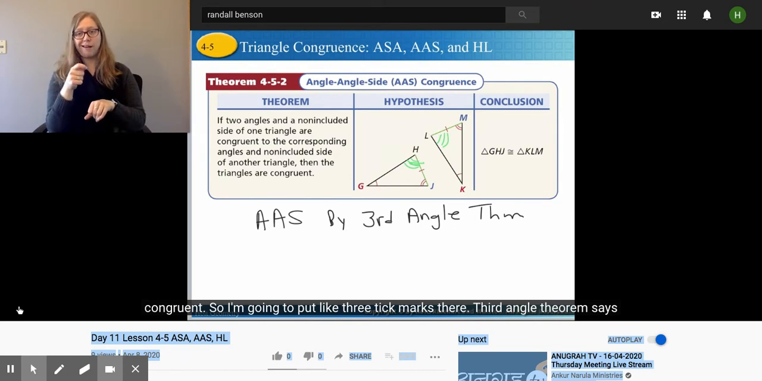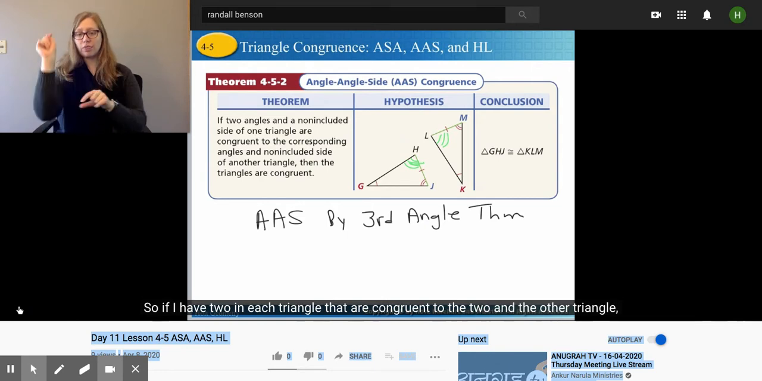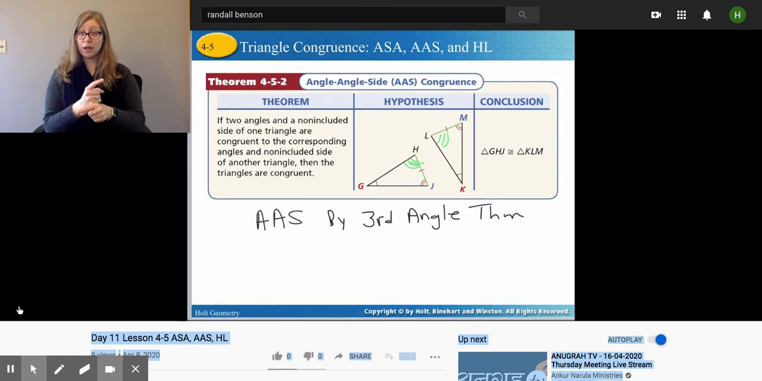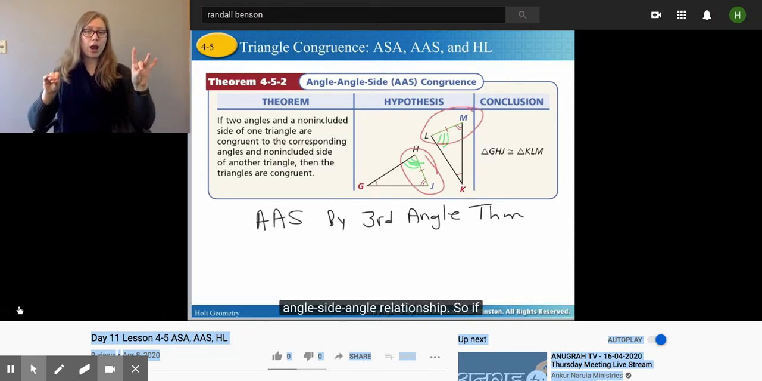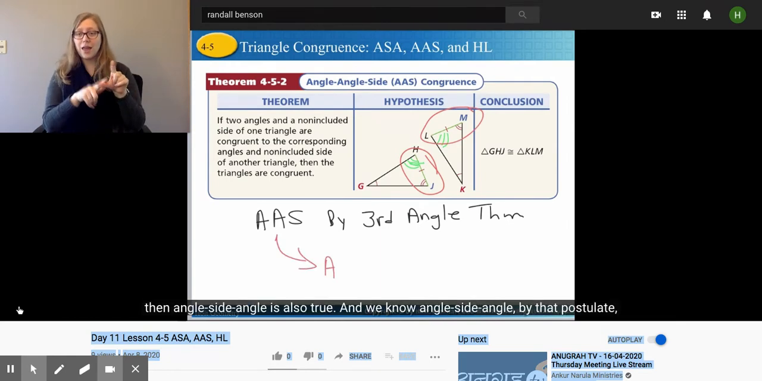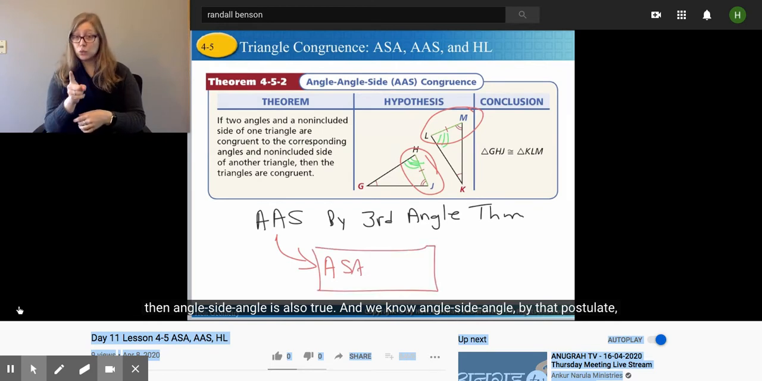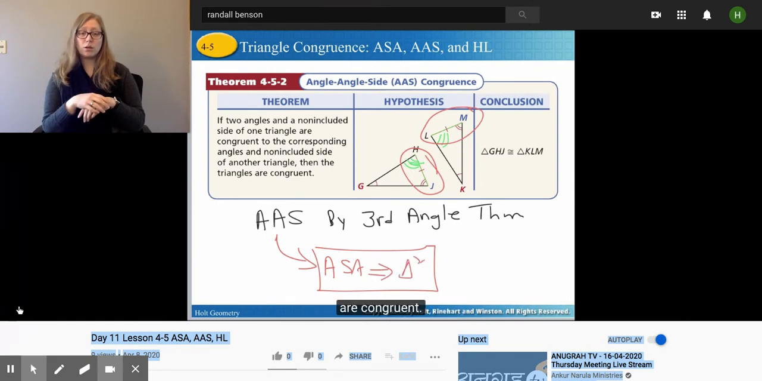The third angle theorem says all the angles of the triangle add up to 180. So if I have 2 in each triangle that are congruent to the 2 in the other triangle, then that third angle is also the same. And if I look at that, well, then we have the angle side angle relationship. So if angle side is true, then angle side angle is also true. And we know that angle side angle, by that postulate, means that the triangles are congruent.